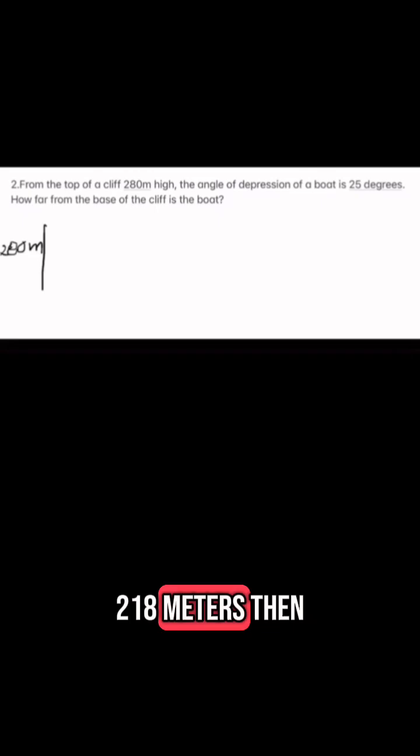Okay, second problem. From the top of a cliff 280 meters high, the angle of depression of a boat is 25 degrees. How far from the base of the cliff is the boat? If we're going to draw the problem, this is the cliff here. This is 280 meters.